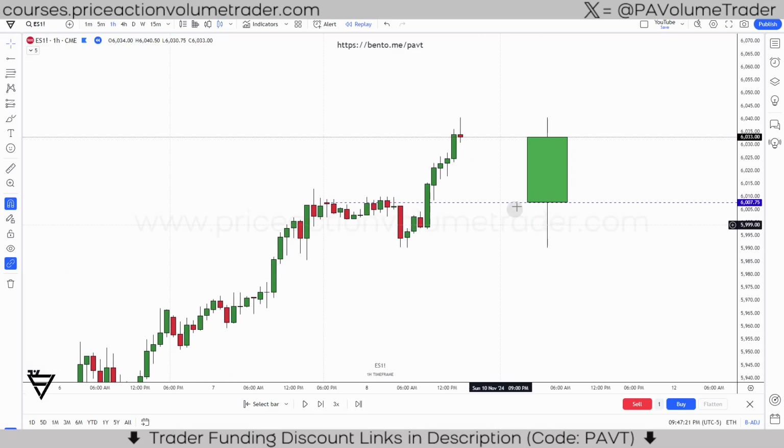you can see again how we had our open. Then we printed a low point here. Then we broke the open area range resistance, and this was also the high from the day before. Strong close through on the 9 a.m. New York open candle, and then we have our high and the bullish close for the continuation candle.